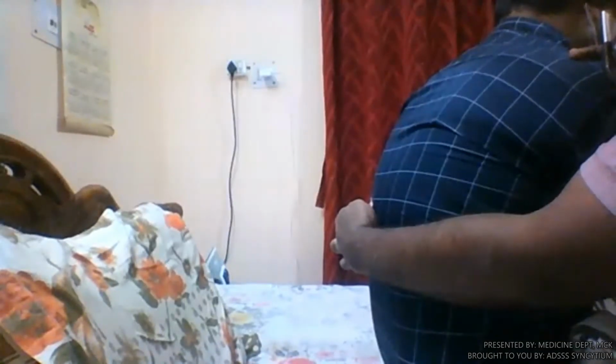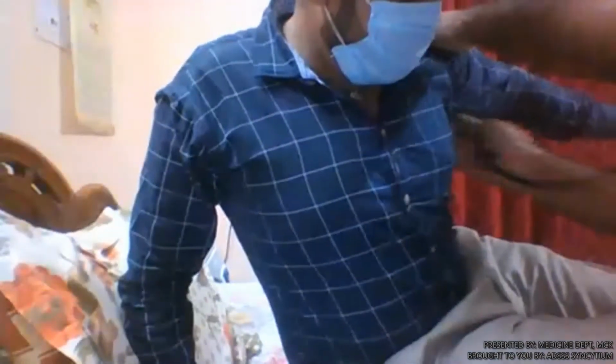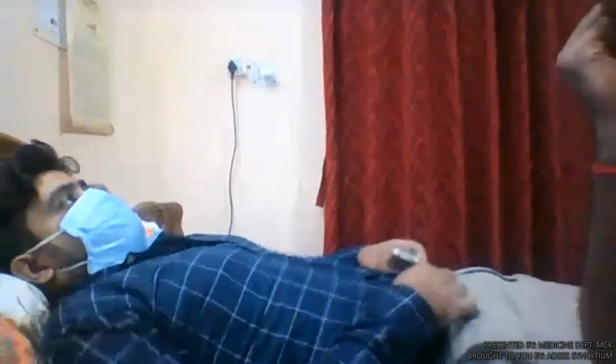Infrascapular area, left infrascapular area, and this is the axillary area. These two sites you have to auscultate if there is any pansystolic murmur in the mitral area.